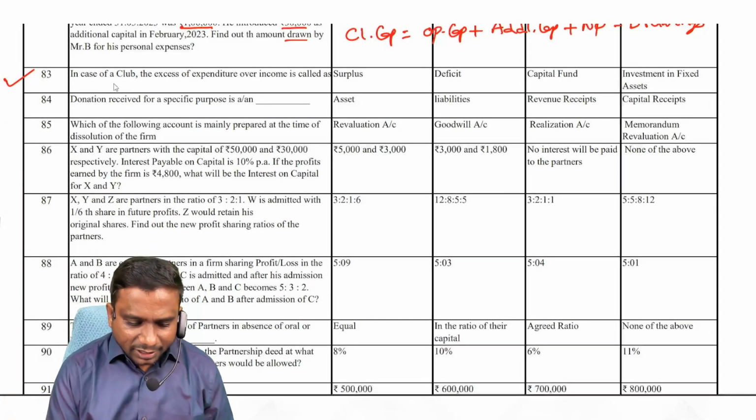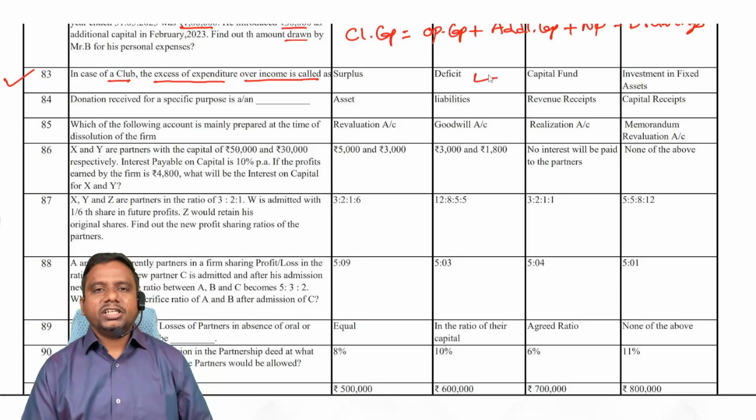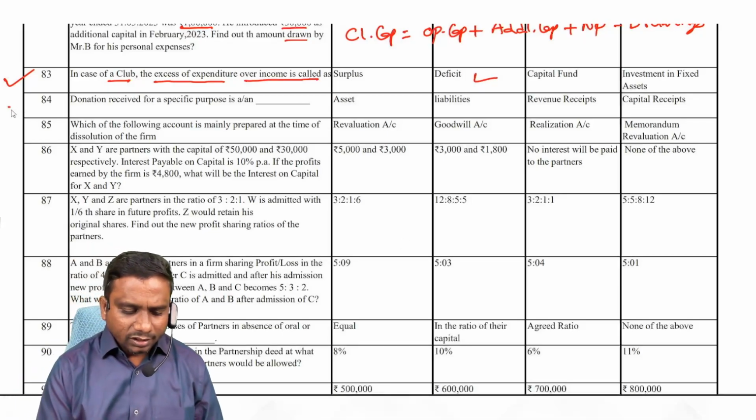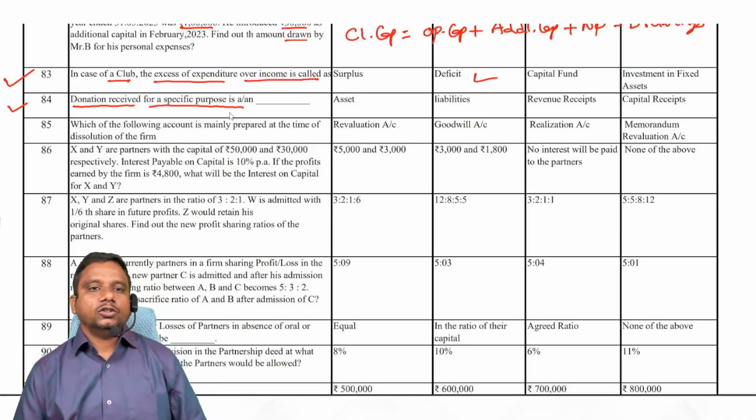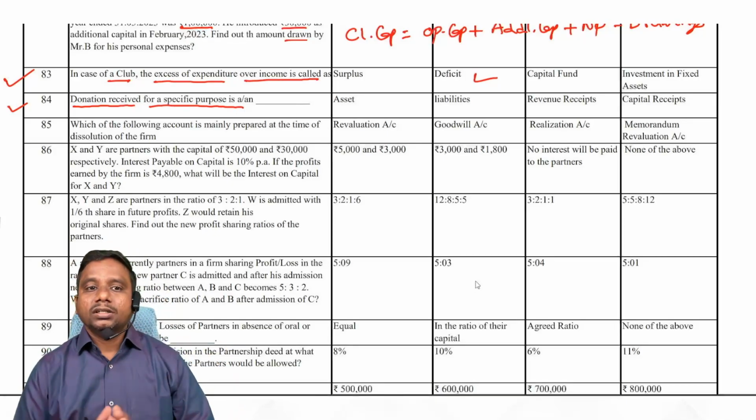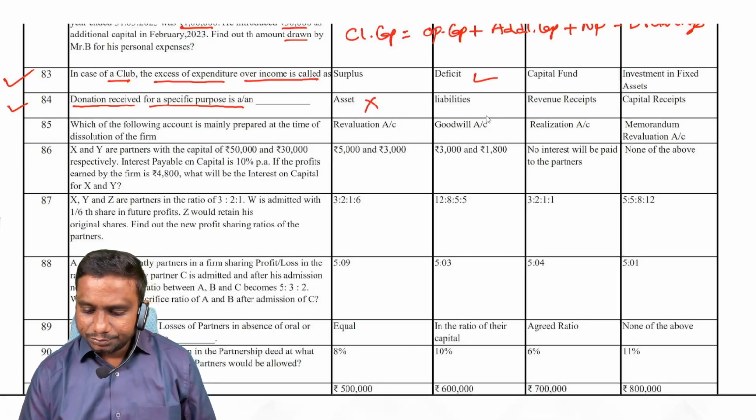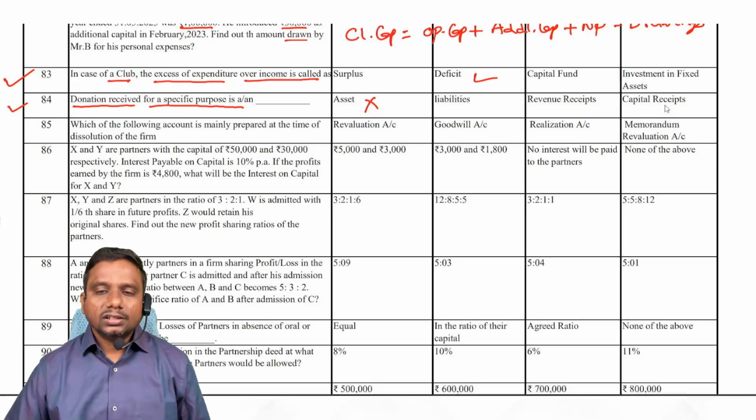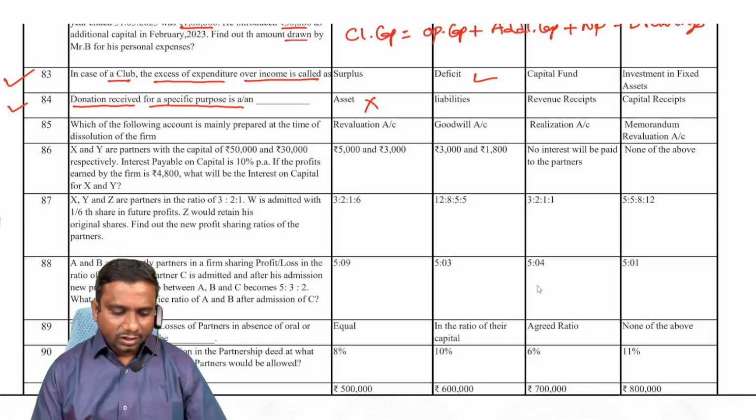83. In case of a club, the excess of expenditure over income is deficit. It's a repetitive question, students. Next one. Donation received for a specific purpose is known as a capital receipt. It is not an asset. Yes, students. Next, 85th.